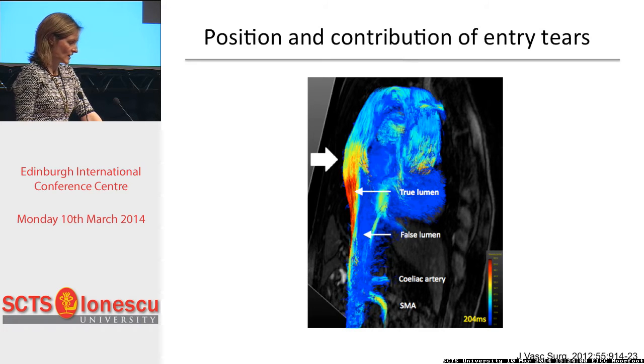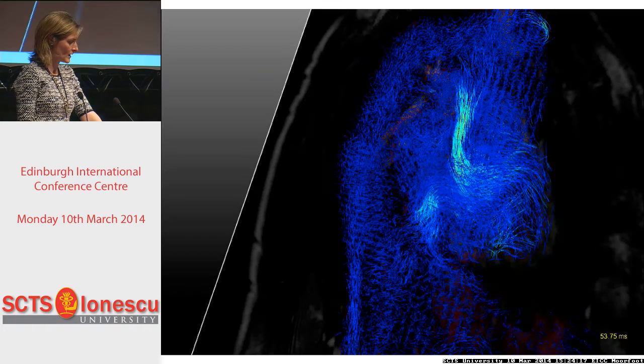So what you can see in the still image is the position of the entry tear marked by the large arrow to the left of the slide, with an entry tear going from the true lumen into the false lumen to the right of the slide, and then more distal to that, high velocity flow as the true lumen narrows and the intimal flap moves across. So this should be another movie which shows that as a dynamic.